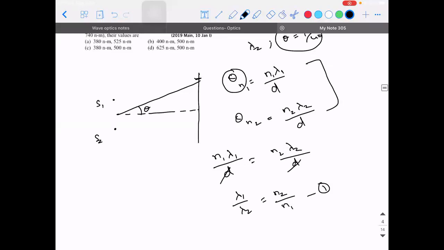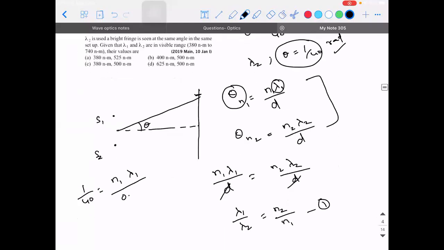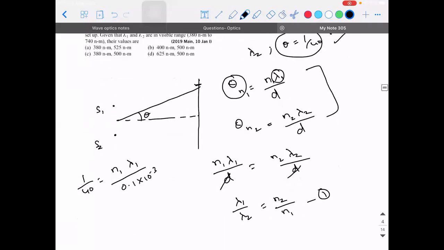We'll do one thing now. Let's see if you're able to find lambda 1 from the data, because we cancelled that 1 by 40. Let's see if the data is useful for us. 1 by 40 is equal to n1 into lambda 1 divided by d, which is 0.1 millimeter, 0.1 into 10 power minus 3.